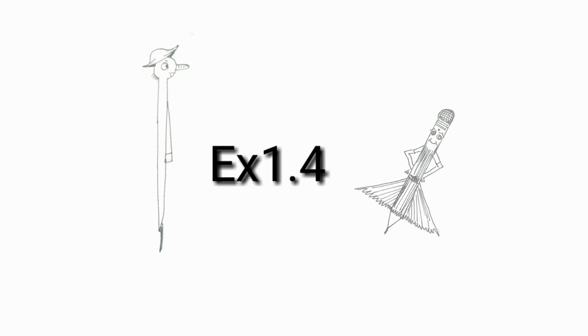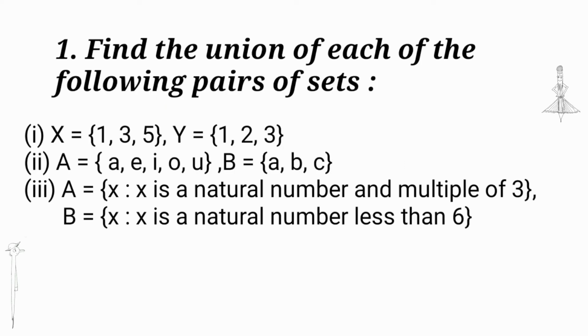Today we discuss exercise 1.4. Find the union of each of the following pairs of sets. X is equal to {1, 3, 5}. Y is equal to {1, 2, 3}. Write all elements of X and Y. We get the set {1, 2, 3, 5}.